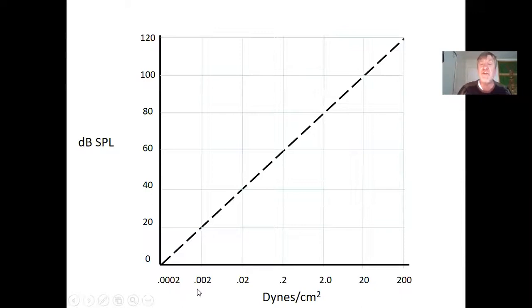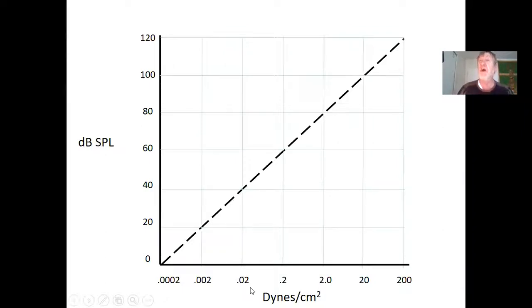Now, if I increased the pressure by a factor of 10, so if I had that soft, tiny pressure and I made it 10 times as much, what am I doing with that decimal? I'm moving it over one. So now I'm at 0.002. 0.002 is 10 times as much as 0.0002. Get it? And what are we calling that in decibels? 20. Now let's say I take that 0.002 and increase it by a factor of 10. Now I'm at 0.02. What is that? Follow my cursor. 40 decibels.